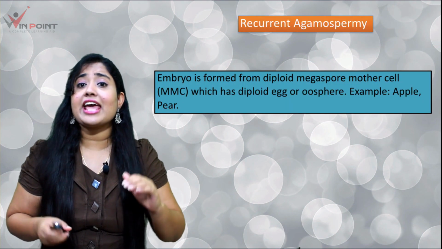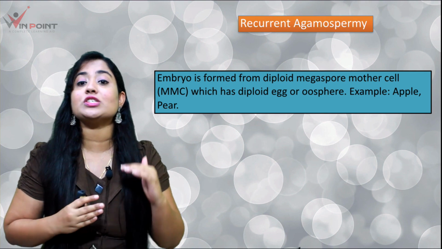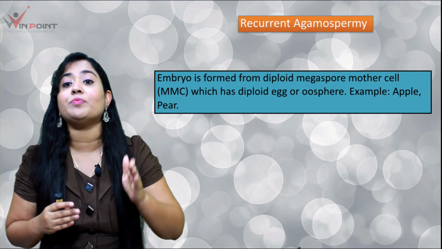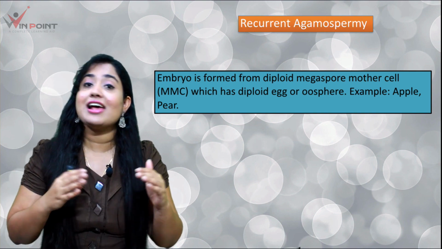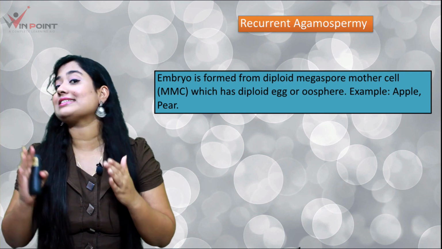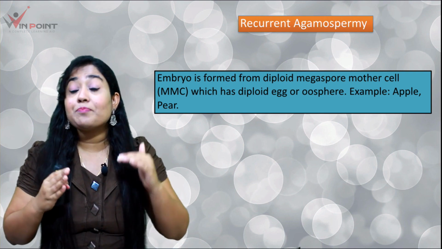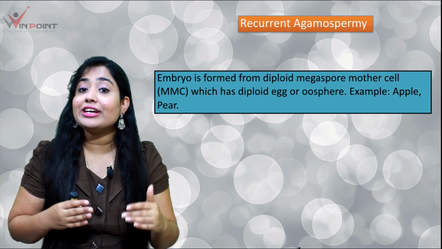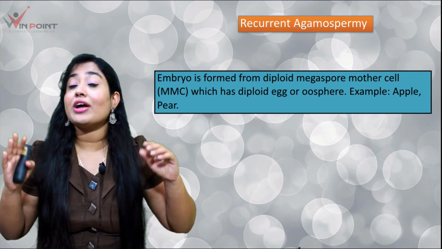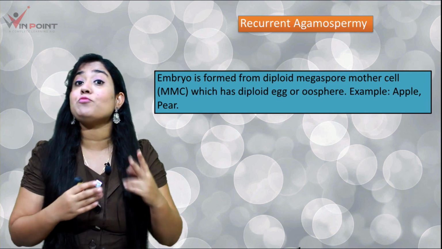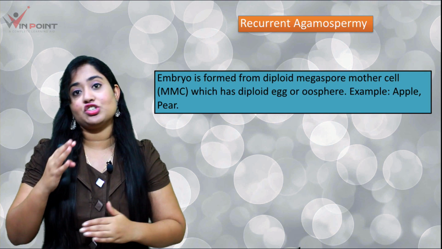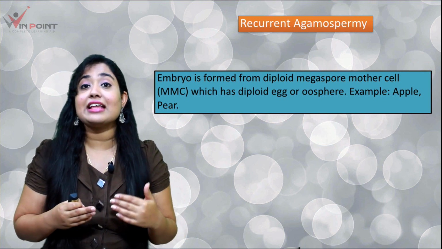Now let us move on to the second type of egmospermy, that is recurrent egmospermy. Recurrent egmospermy is that in which the embryo is formed from the diploid megaspore mother cell, which is called MMC, which has a diploid egg, or we call it oosphere. Example of it is apple, pear, etc. So, this diploid egg grows parthenogenetically into a diploid embryo. So, I repeat, recurrent egmospermy is that in which the embryo is formed from the diploid megaspore mother cell, which forms a diploid egg, or we can say oosphere.